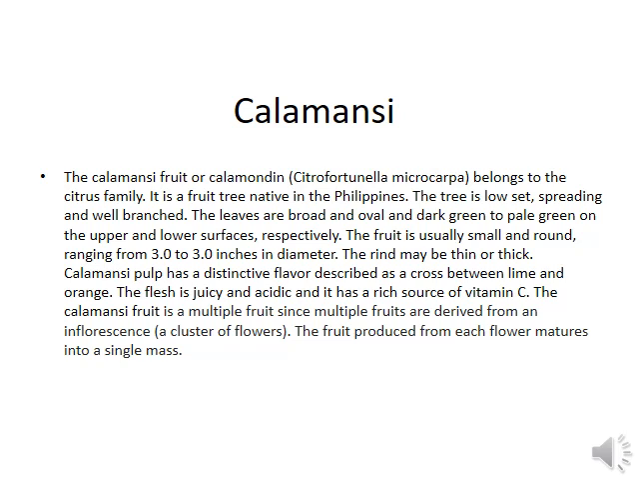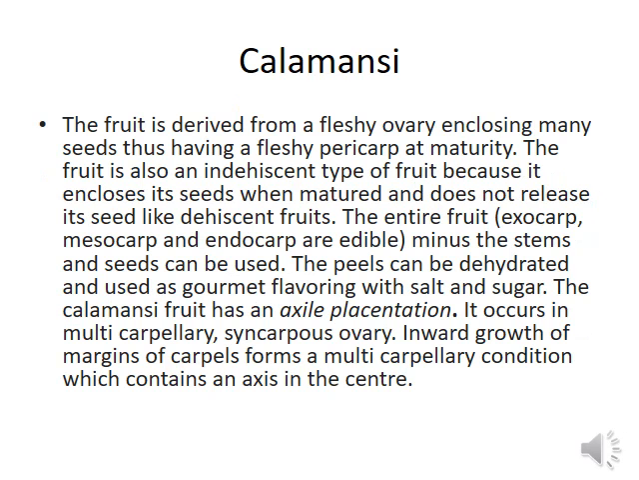The fruit is a multiple type of fruit, since multiple fruits are derived from an inflorescence or a cluster of flowers. The fruit produced from each flower matures into a single mass. It is derived from a fleshy ovary enclosing many seeds, thus having a fleshy pericarp at maturity.